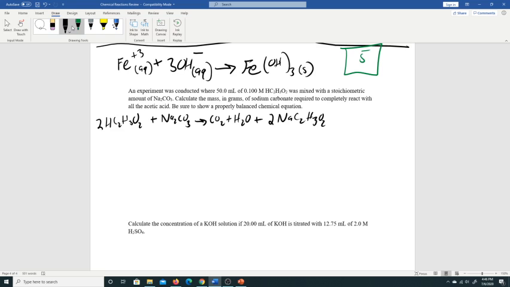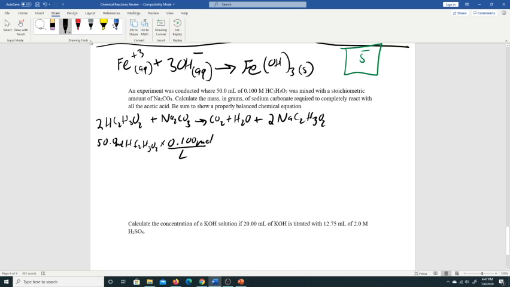We are reacting 50 milliliters of 0.1 molar acetic acid. I want to know how much sodium carbonate is needed. In order to do that, I need to multiply the volume times the molarity. 50.0 milliliters HC2H3O2 times 0.100 moles per liter. That's what the capital M stands for.